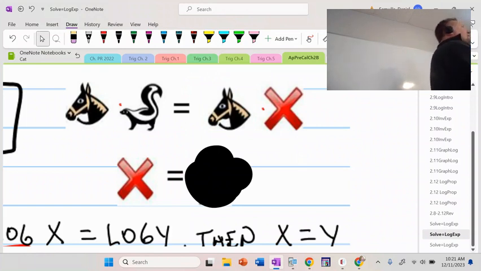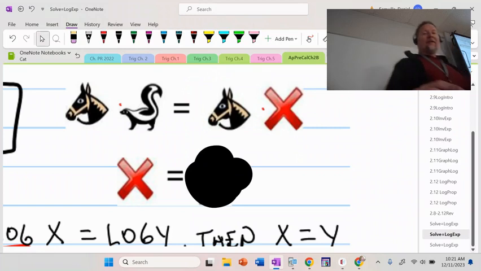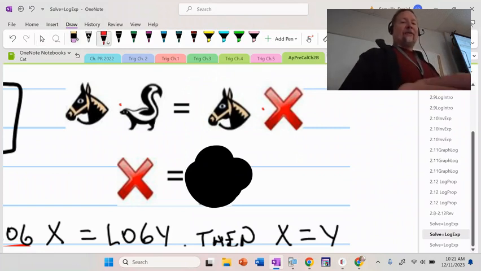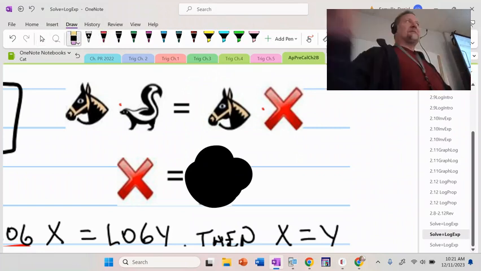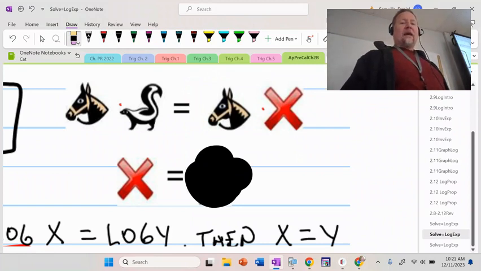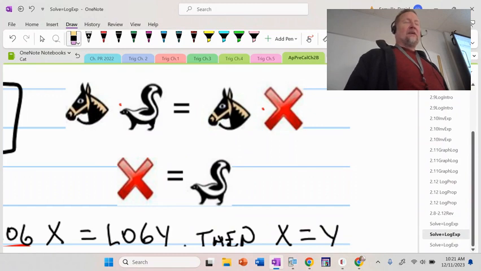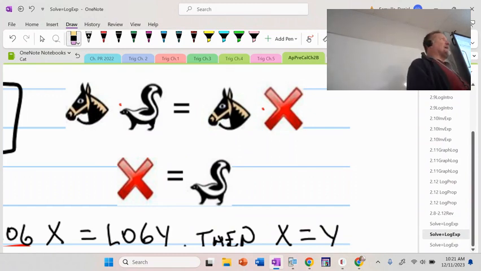Here we go. Hey, what's the answer to this crazy question? 3, 2, 1, go. Skunk. Right. It's not math. I could get Lexi Samuelis here to answer this question. It's just horse skunk equals horse X. X has to equal skunk. All right. Just common sense here.